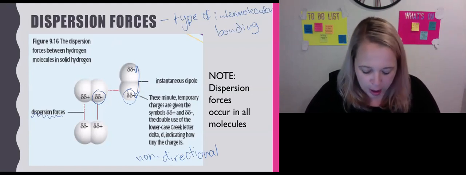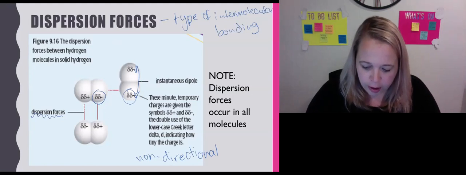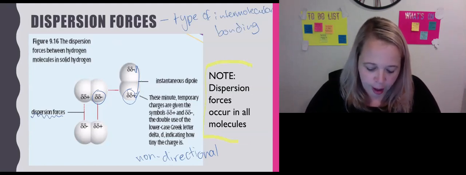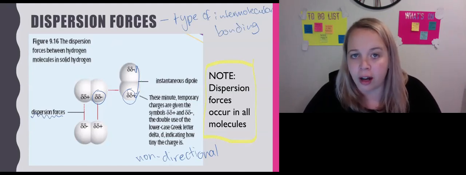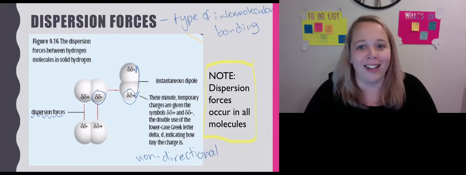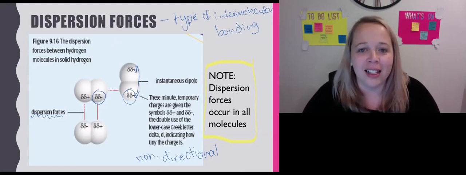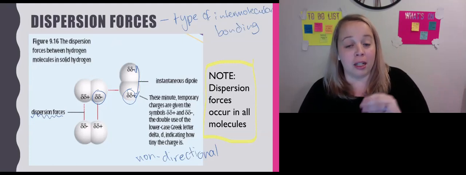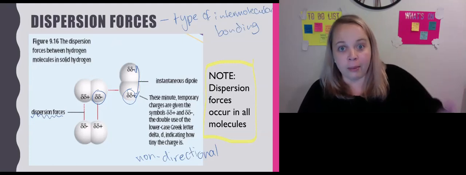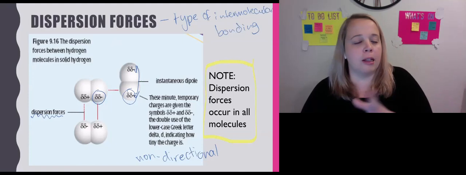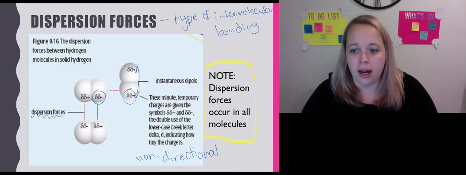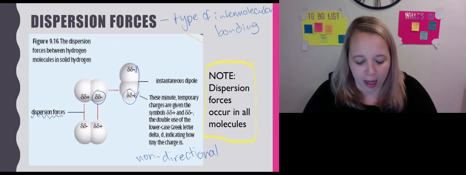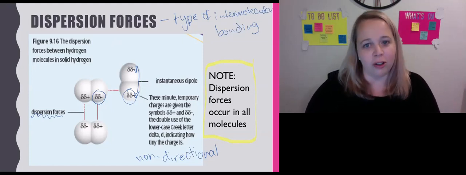Now, there's a really important note over there on the side here. This is occurring in all molecules. So whenever you're referring to the types of bonding that are happening, make sure that you always say that the intermolecular bonding that's happening is dispersion forces. There can be other types of intermolecular bonding, but there will also always be dispersion forces. And that is a little bit of a summary of what dispersion forces are.